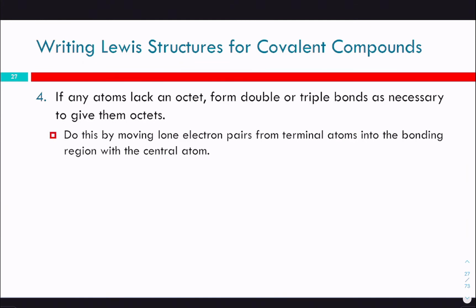Then, if anything doesn't have an octet, form double or triple bonds as necessary to give them octets. So you would take a lone electron pair from a terminal atom into the bonding region, so move that pair between the central atom and that terminal atom to create those multi-bonds, double or triple.